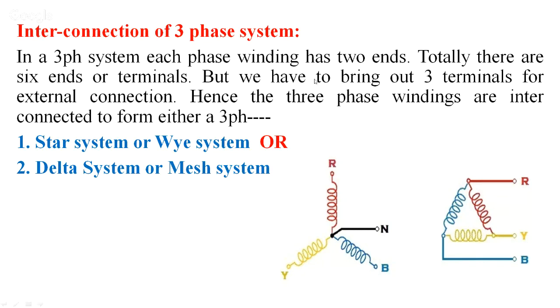So such a type of connection here, which you can see, is in the shape of the symbol delta. So therefore it is called a delta system or mesh system.